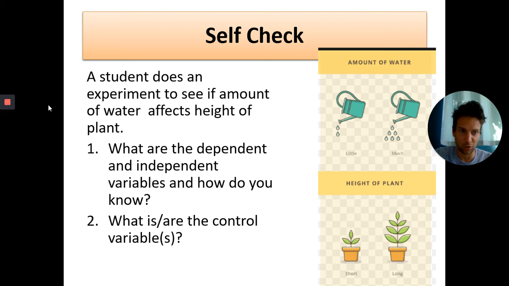What are the control variables? This is really important. What is the student keeping the same? So the student probably wants to keep the amount of sunlight the same, right? It wouldn't be right if the one with a lot of water, they also put in the sun, or the one with a little water, they kept in the dark. That wouldn't make sense. So they both have the same amount of sunlight, the same type of plant, the same type of soil, the same type of planter, this orange thing down here. They want to keep everything else the same. Okay, those are the control variables.